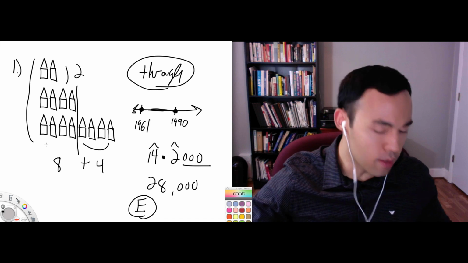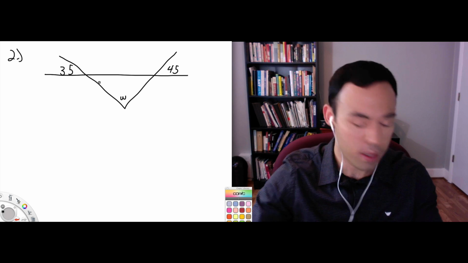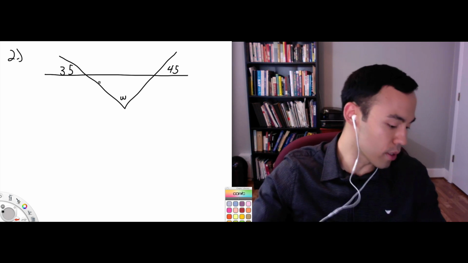Sometimes the SAT gives you pictogram problems that have a little bit more complicated counting and some twist to them. So that's why I like to point out some of these quick ways to look at the pictogram. Okay.